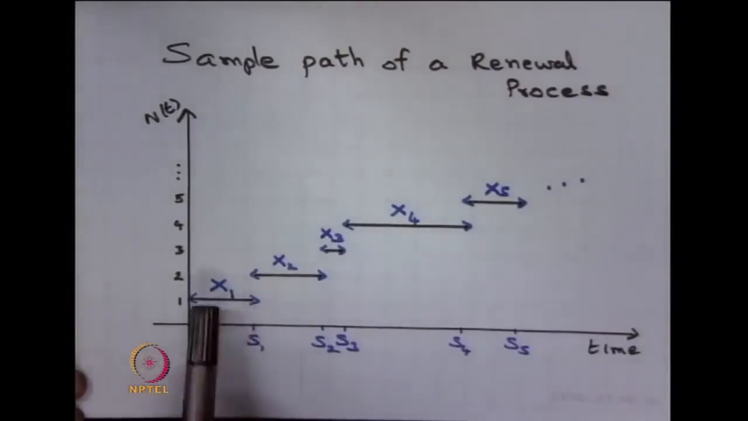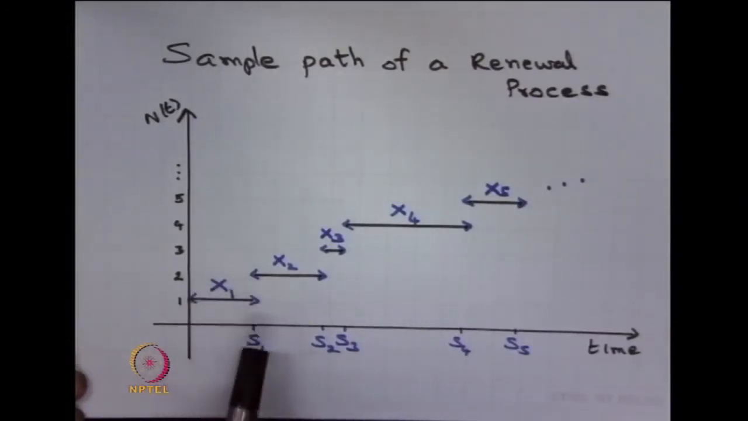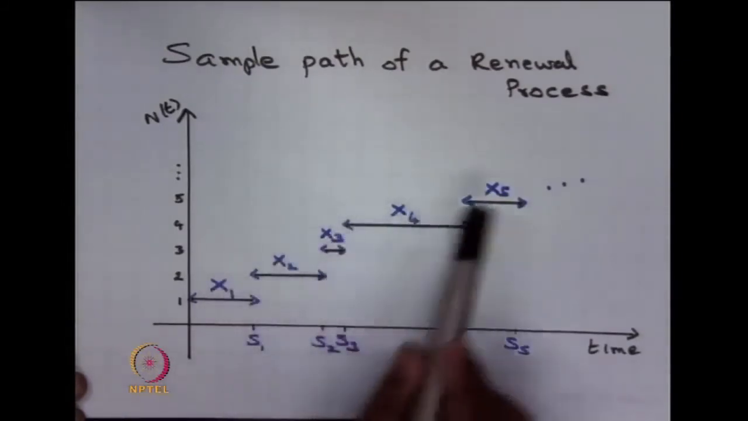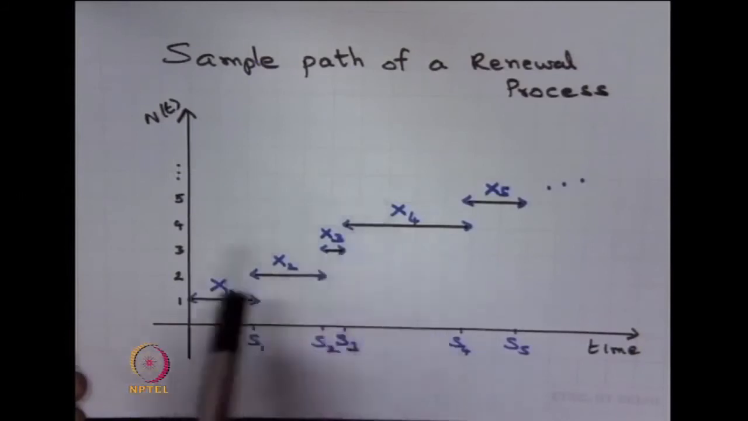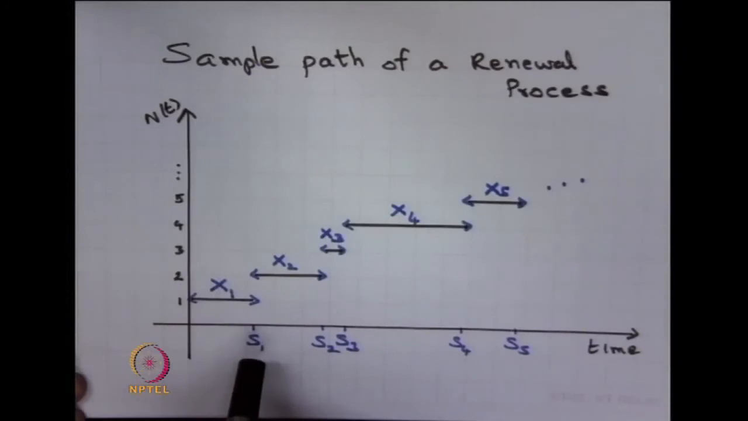The x1 is the time between the first renewal and the second renewal. The x2 is the time between the second renewal and the first renewal. And xi are IID random variables with the distribution function capital F of x. Since it is the time between renewals, the mean will be positive.